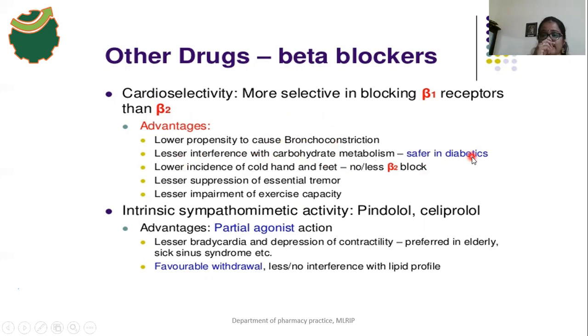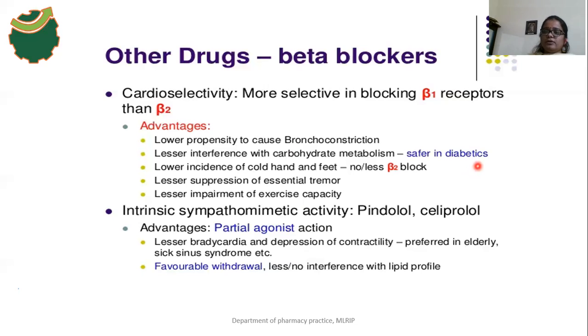Normally the glycogenolysis and lipolysis processes are mediated by beta 2 receptors. These cardioselective drugs interfere less with carbohydrate metabolism because they only block beta 1 receptors and do not block beta 2 receptors. That's why they are safer in diabetes patients, and beta 2 blockers are contraindicated in diabetes patients. Note that down. Diabetes patients are mainly affected by hypoglycemia, where blood glucose levels decrease.